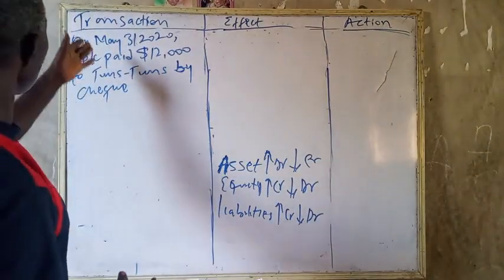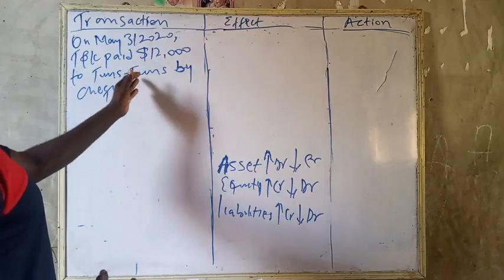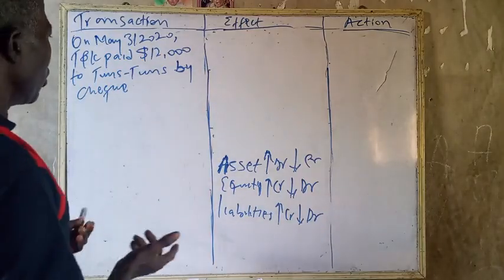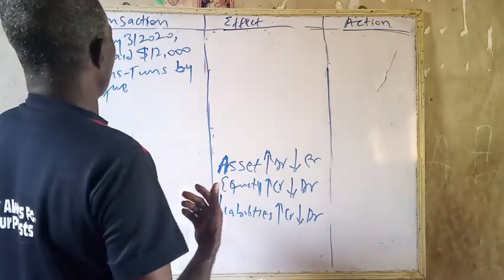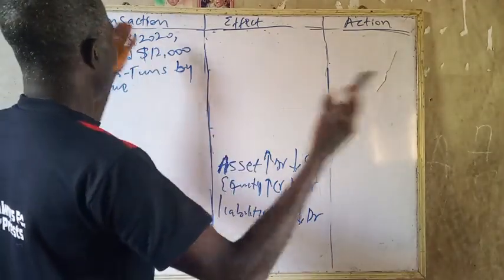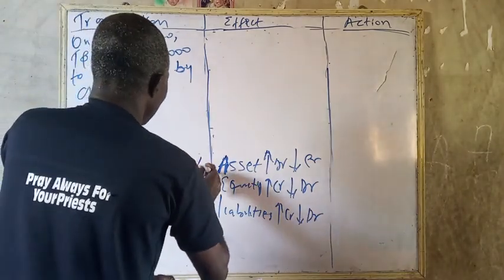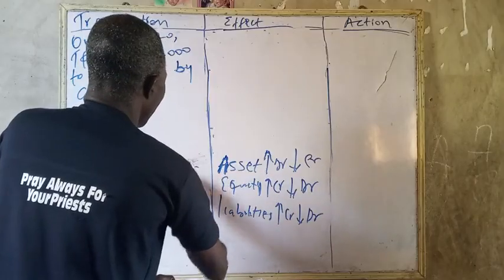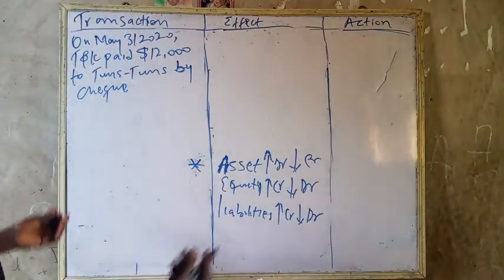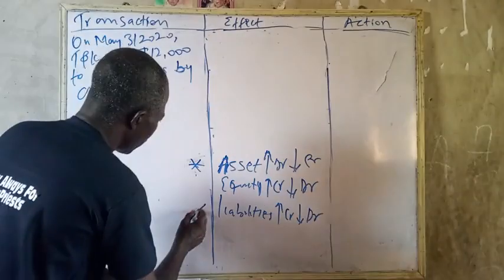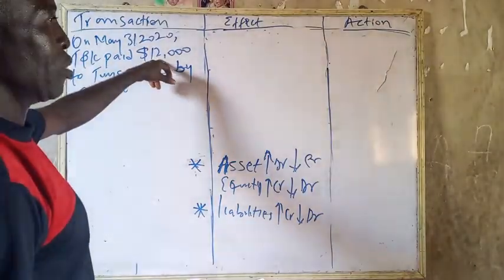So on May 31st, 2020, T&K paid $12,000 to Tombstones by check. Something goes out. Something receives it. What goes out? $12,000 goes out. From where? From bank. Bank is an asset. Who receives it? Toonstones receives it. Toonstones is a liability to us, as I've been saying. Toonstones is our supplier. We are liable to pay Toonstones the balance of 12,000 naira.